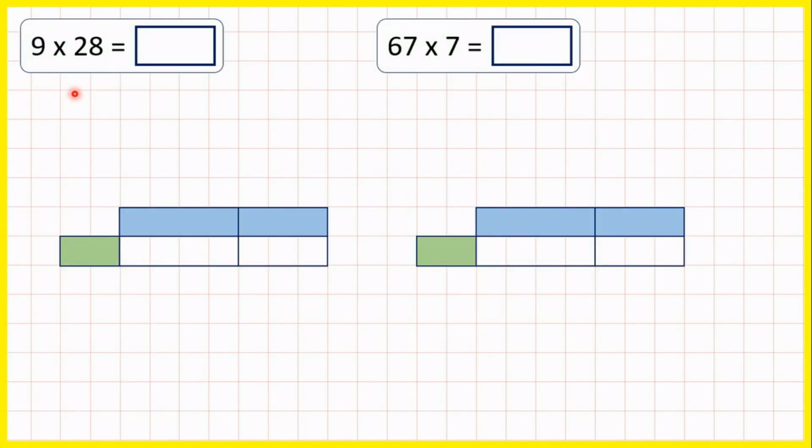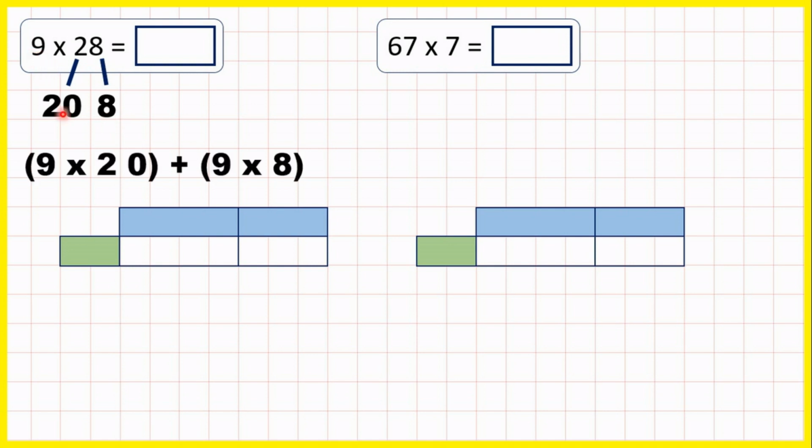Now let's multiply using the grid method. First we have 9 times 28, so we have a 2-digit number, and we can partition 28 into tens and ones. So 28, this 2 stands for 20 and this 8 stands for 8. So what we can do is multiply 9 by 20, then multiply 9 by 8, and then add up our answers. So on our grid, we want the single digit number on the left, and then our partitioned number, so 20 and 8, on the top.